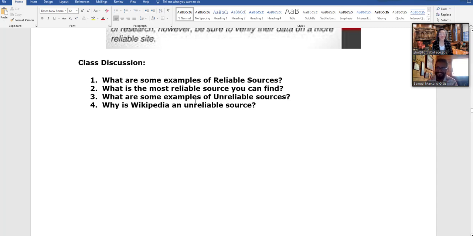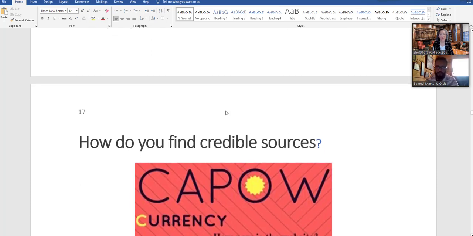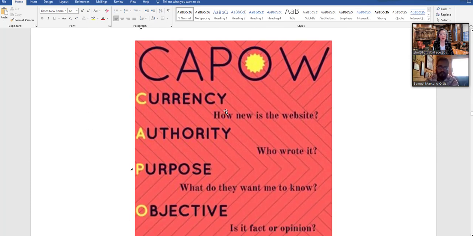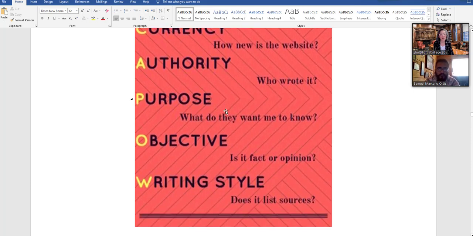What are some examples of unreliable sources? Wikipedia, blogs, the majority of .com sites. Yeah, the majority. Yeah, a lot of Google, and ads. Anything like an advertisement is unreliable because they just want to sell you something. Biased sources. And then here you have CRAAP: currency, authority, purpose, objective, writing style.